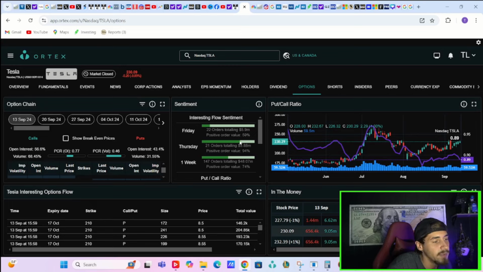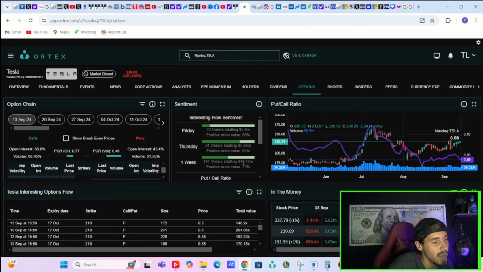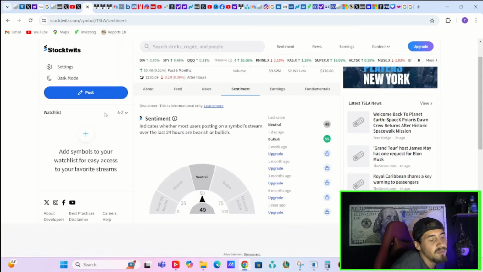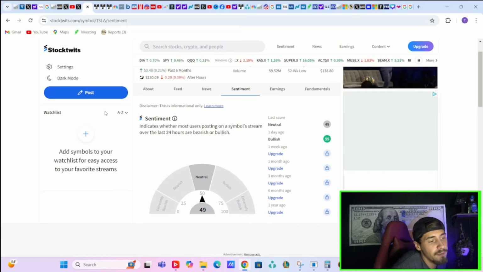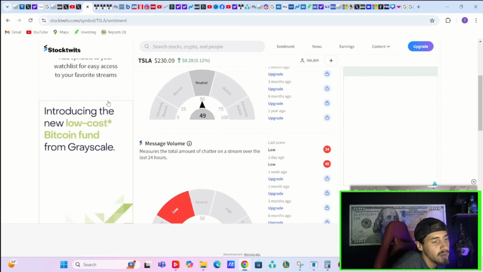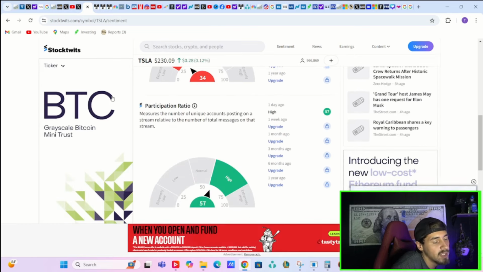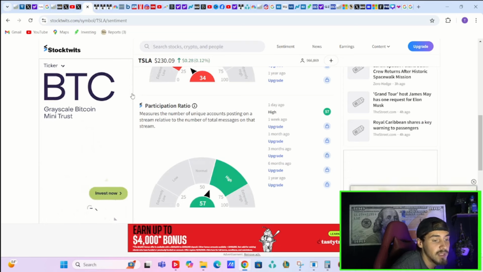Now, as far as option activity on Friday, you had 22 different trades totaling $5.9 million with a positive order value of 59%, which was still strong, but not as strong as Thursday. On Thursday, you had 21 different trades totaling $5.88 million with a positive order value of 94%. Sentiment for Tesla is currently neutral at 49. Yesterday, it was bullish at 55. Message volume is low at 34. Yesterday, it was low at 40. And the participation ratio today is high at 57.